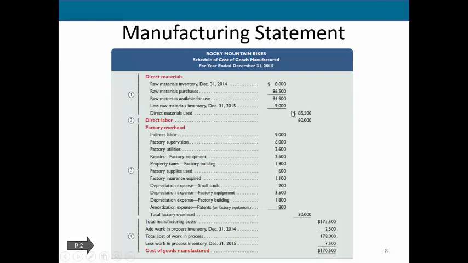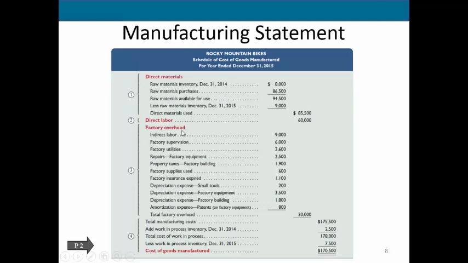And what that means is if we used raw materials, we have transferred them out of the raw materials inventory category and into work in process. So they have now begun to be used. Direct labor is pretty straightforward. We've just got one line item for direct labor. And then finally we have our factory overhead.